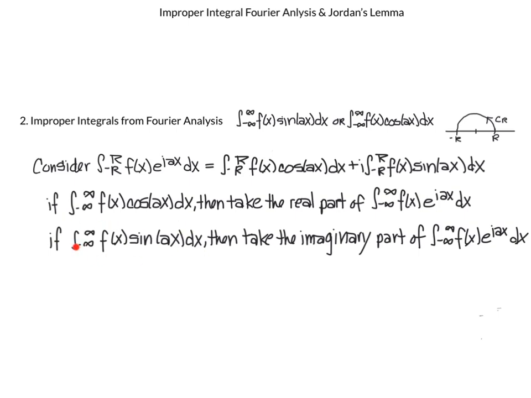Similarly, if the problem we're trying to solve is this improper integral, which I rewrote here, negative infinity to infinity of f of x sine of ax dx, then we can take the imaginary part of the integral of f of x e to the i ax, because over here, the imaginary part is exactly the integral of f of x sine ax.